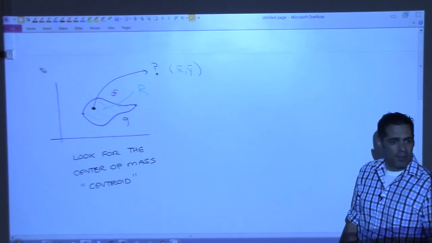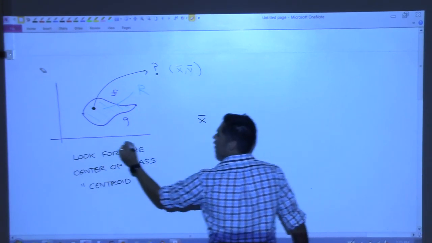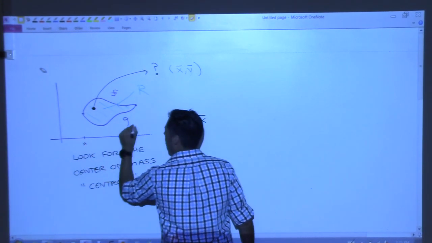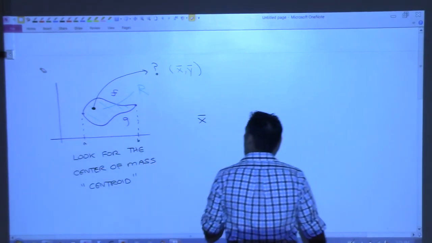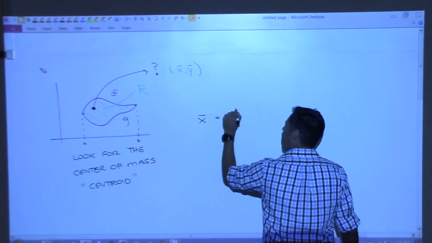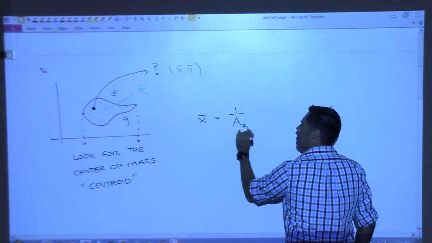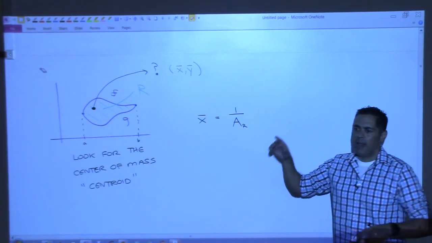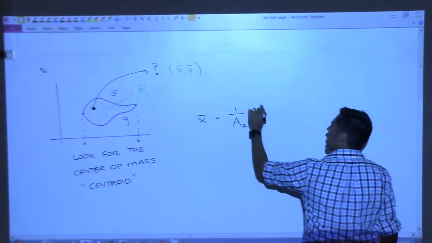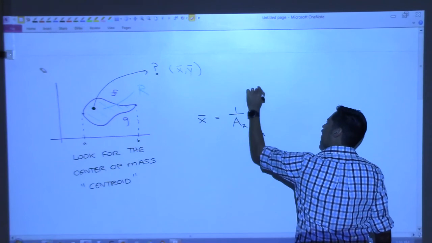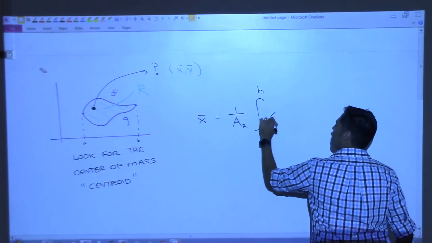So here we go, here's the formula. If you want to know what x bar is, I need to put my limits of integration here, going from a to b again. The center of mass is going to be 1 over the area of R. When I put capital A sub R, I'm talking about the area of that region. And then it's the integral from a to b of x times f of x dx.